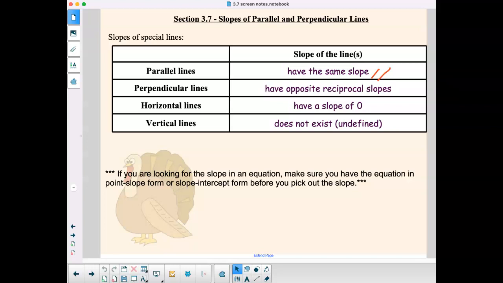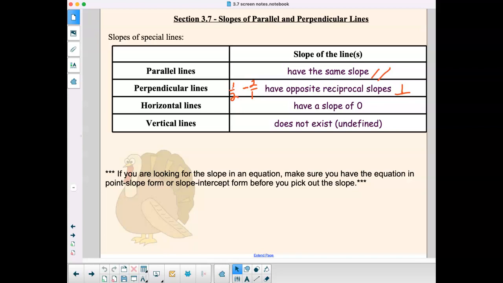Okay. Perpendicular lines, since they form 90 degrees, have to have exactly opposite slopes. Opposite meaning the opposite sign, if one's positive, one's negative, and reciprocal meaning the reciprocal of the fraction. So for example, if your slope is 1/2, the opposite reciprocal of that would be negative 2/1. Those are opposite reciprocals of each other.